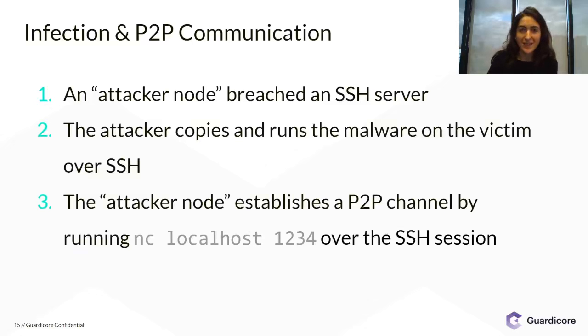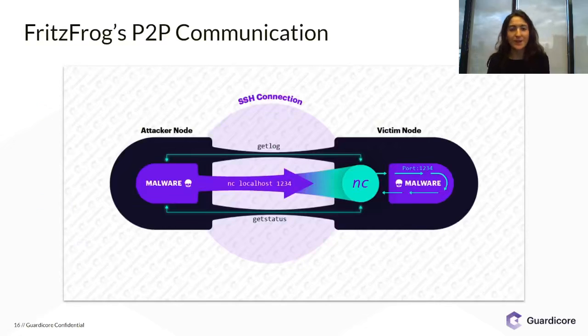If we want to see that more visually, let's take a look at this graphic. Initially, we have only the attacker node with the malware running on it. The attacker node manages to breach a new SSH server in the internet, and it copies the malware onto the new victim and runs it there. Now there is an active SSH session going on between the two ends.